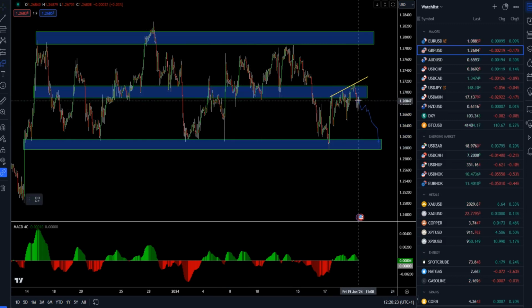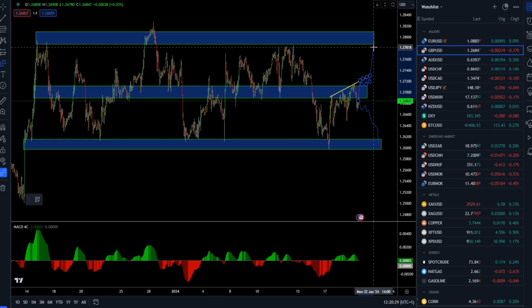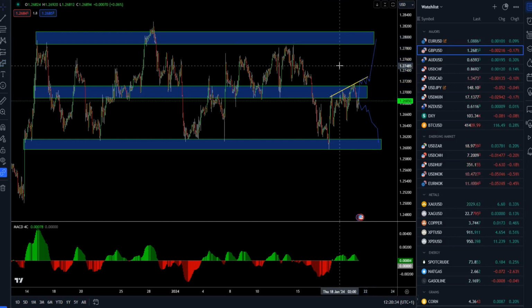The alternative scenario, if market will clear up this high 1.2725 and hold above, then we can see potential retest of 1.2780 or 1.2800 mark.